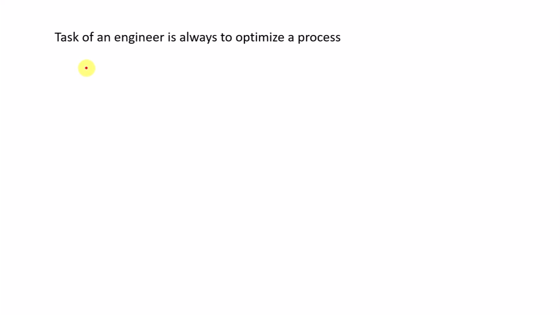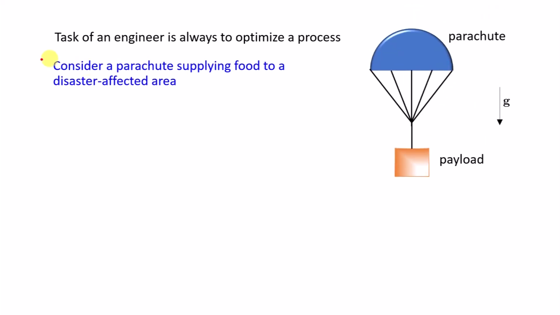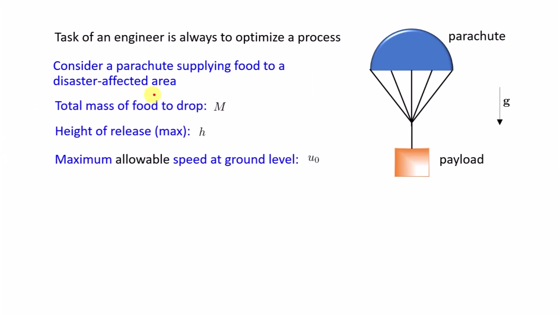Let us take an example. We use this example of our parachute problem that we have discussed multiple times before. We are supplying food or other essential items in a disaster-affected area using a parachute, and the total mass of food we want to drop is capital M. From the height where we will release the parachute, maximum that can go up to H, and then we have maximum allowable speed at the ground level is U0.